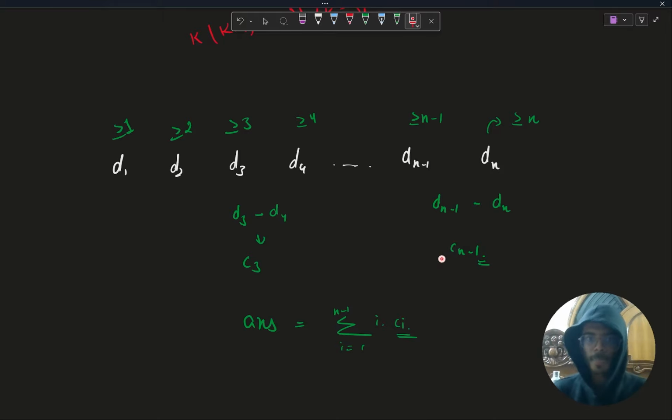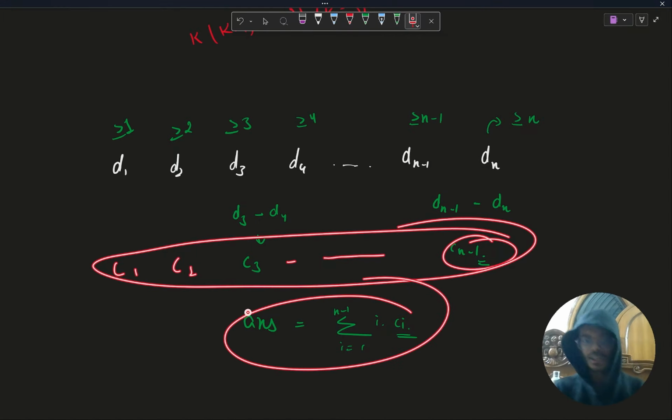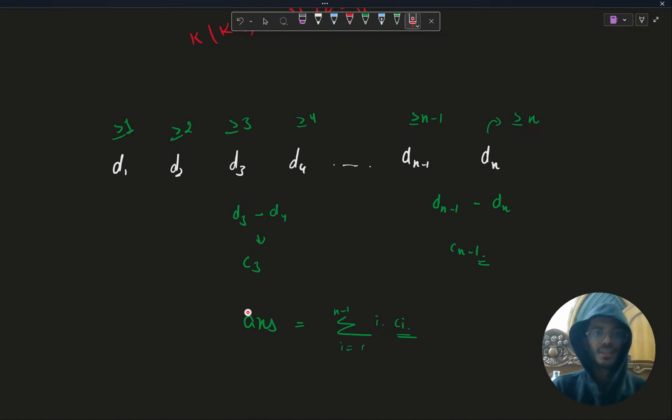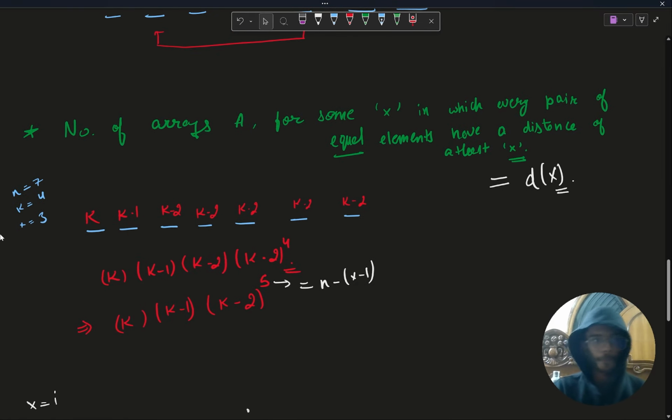Exactly n minus 1. Similarly, d of 3 and d of 4 would contain the number of arrays where every equal pair of elements has a distance of at least 3, and at least 4 respectively. So if we do at least 3 minus at least 4, we'll get exactly 3, right? This way we can compute all our C1, C2, C3 dot dot dot till C n minus 1. And once we have computed these, we can easily calculate our answer as well, right? Now the only task is how do we compute this array D.